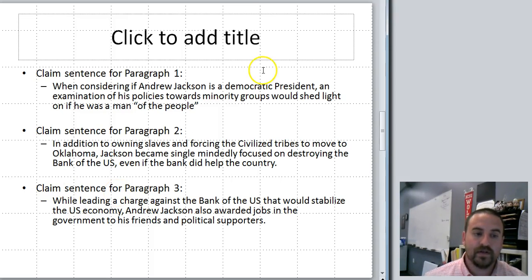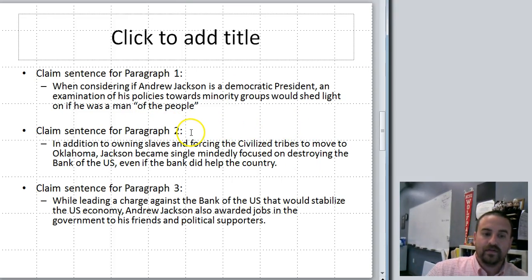The first claim sentence will be the first sentence of paragraph 1. When considering if Andrew Jackson is a Democratic president, an examination of his policies towards minority groups would shed light on if he was a man of the people. So what is this paragraph going to be about? His policies towards minority groups, and if that paints him as democratic or not. That is a perfect claim sentence.